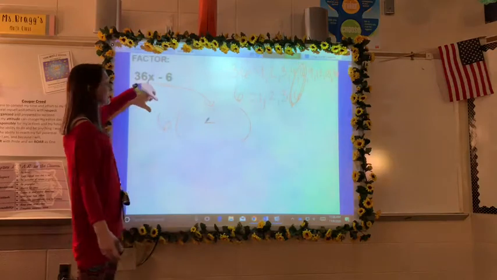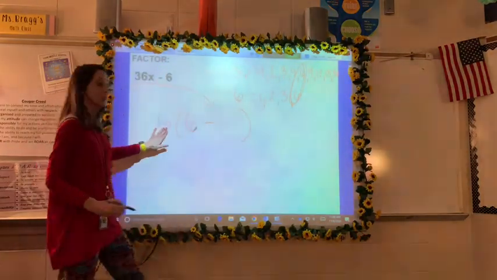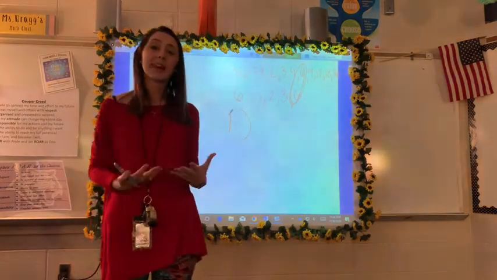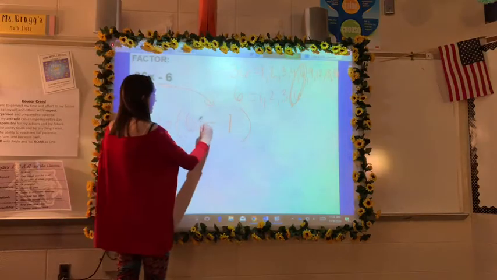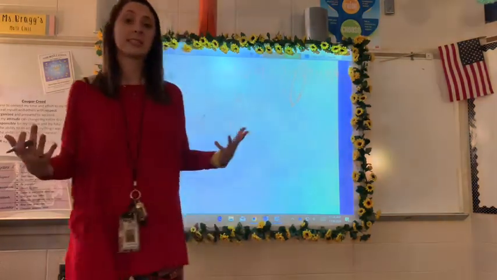So 36x divided by 6 would give us 6. 6 divided by 6 would give us 1. And then remember I told you last step is to bring that variable down. In this case, it is an x. So our final answer is 6 parentheses 6x minus 1.